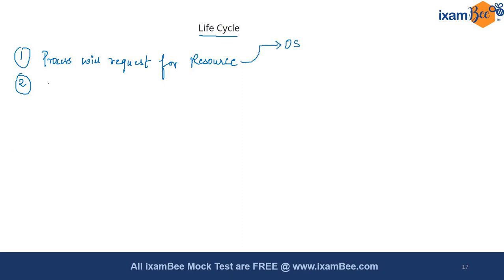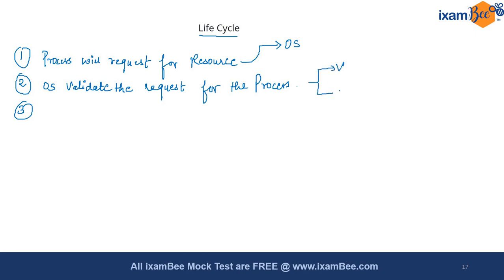Now in the second step, the operating system will validate the request of the process. Once the operating system gets the request, it validates the process. It has to identify whether the request is valid or it is invalid. So it has to identify between these two.